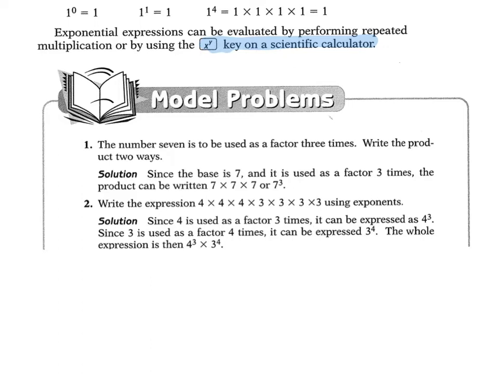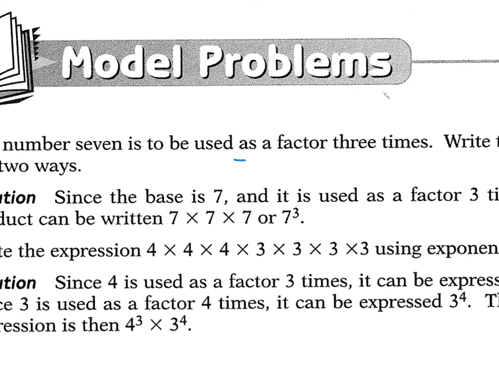So looking at number 1, the number 7 is to be used as a factor 3 times. So our base is 7. And a factor means that we're multiplying, so it would be 7 times 7 times 7, 3 times. We could also write this as 7 cubed.